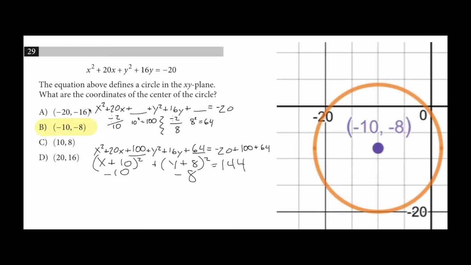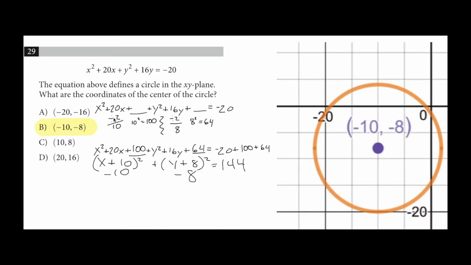If you want to do this purely algebraically, you'd have to complete the square and actually do it twice. You break it up into the x portion and the y portion, and then complete two different squares. You can see that the end result of completing the square is right here: x plus 10 squared and y plus 8 squared.